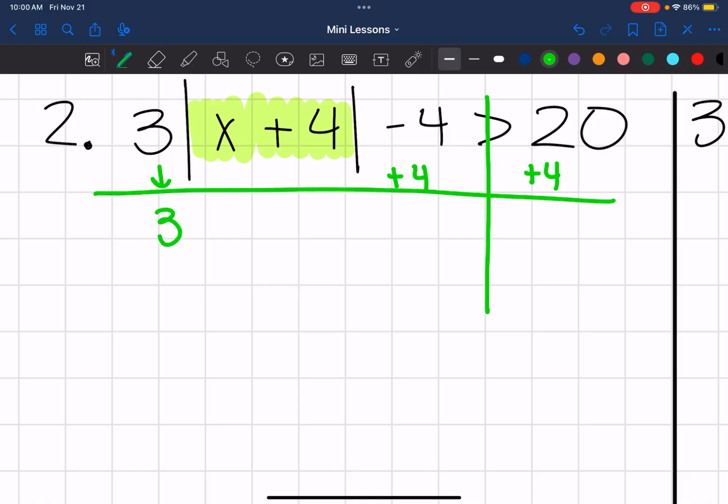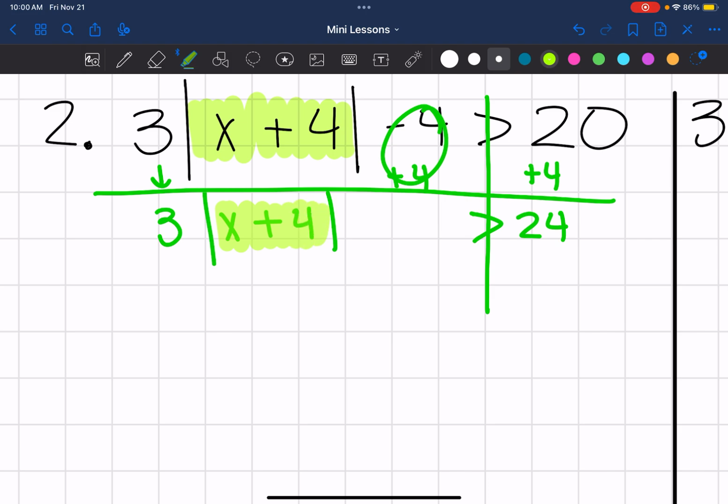Going to go ahead and drop down my 3, drop down the absolute value of x plus 4. That -4 plus 4 becomes 0, so it is gone. And then 20 plus 4 will give me 24. Once again, I'm going to highlight the absolute value because that is what we are trying to isolate. There is still a 3 in front of it that's being multiplied. We need to do the opposite, which is dividing.